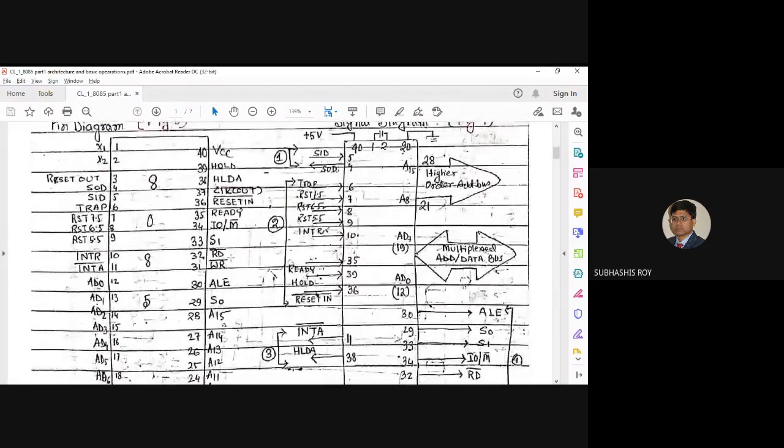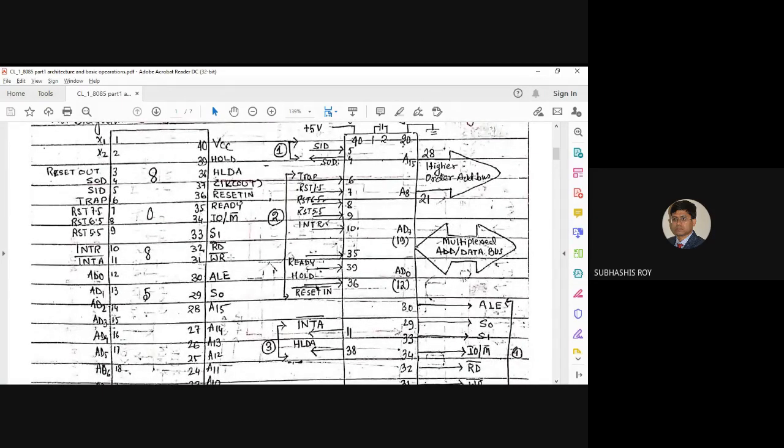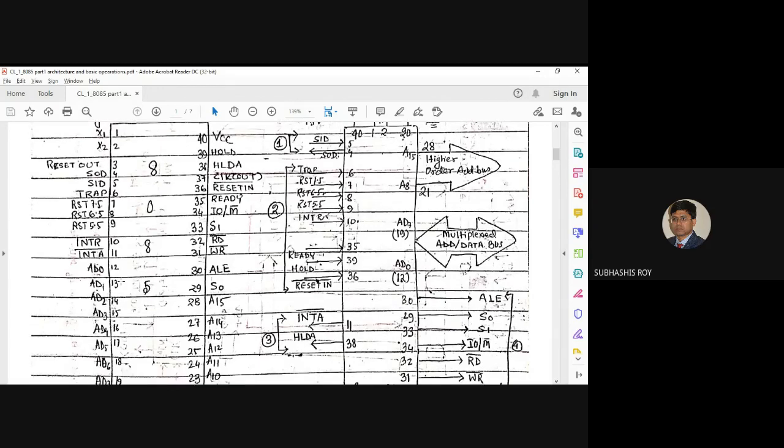In figure 3, I have drawn the pin diagram of the 8085 microprocessor. Here you can see that there are a total of 40 pins, and on the left side there are 20 pins, on the right side there are 20 pins. So this is actually a dual inline package, and among those 40 pins, pins 1 and 2, X1 and X2, are used to generate the clock signal for 8085. Then pin number 3 is RESET OUT. It is used to reset the other peripheral devices when connected with 8085. Then SOD and SID, these two pins are for the serial input output function.